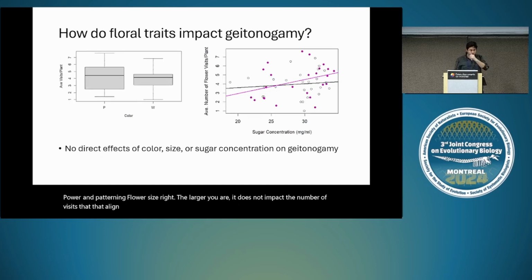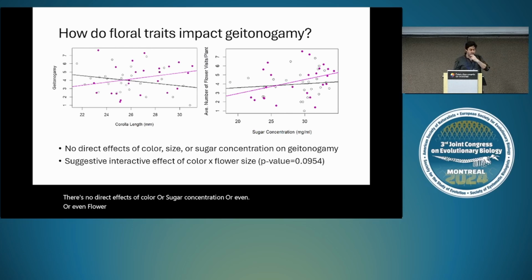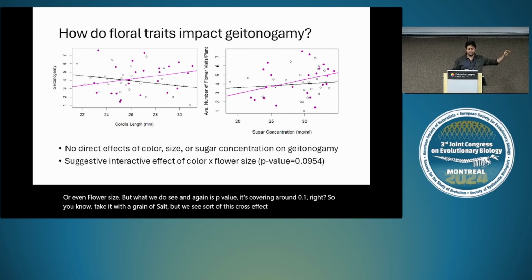Okay, what about geitonogamy? With geitonogamy, we see a very different pattern occurring. There are no direct effects of color or sugar concentration or even flower size. But what we do see, and again, this p-value is hovering around 0.1, so take it with a grain of salt, is a cross effect where for pink limb lines, the bigger your flowers are, the more geitonogamous visits you have. But for white limb lines, we see the opposite pattern.